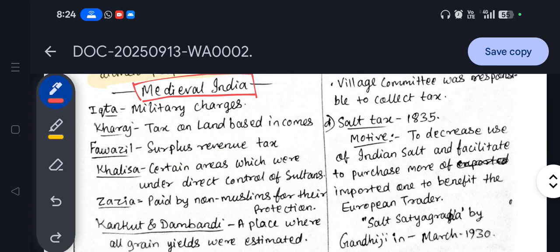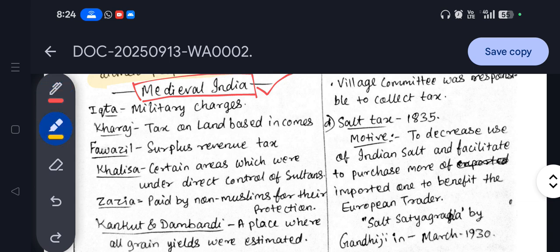Welcome to the second part of this IKS taxation video. In this part, we will be focusing on the tax related concepts from the medieval India perspective. These are the few terms that you can see over here, dear students.